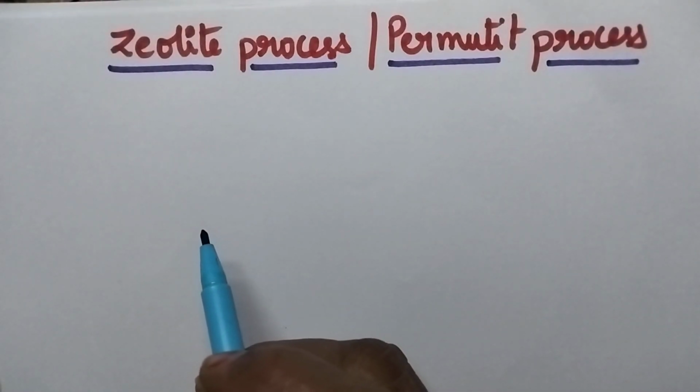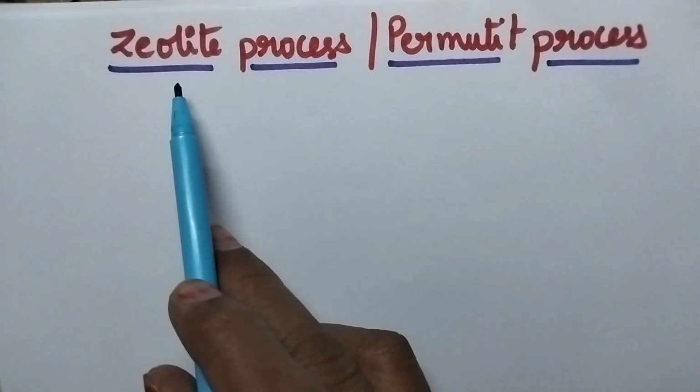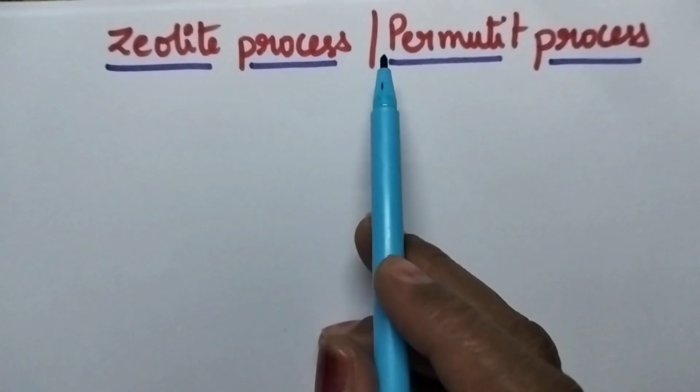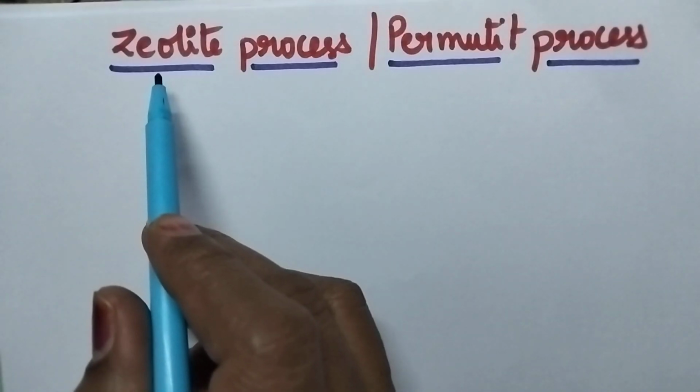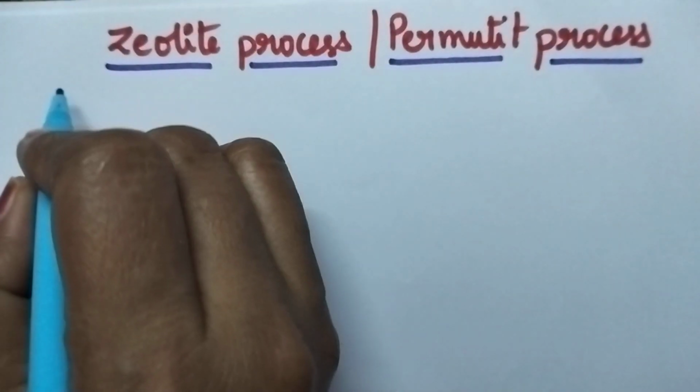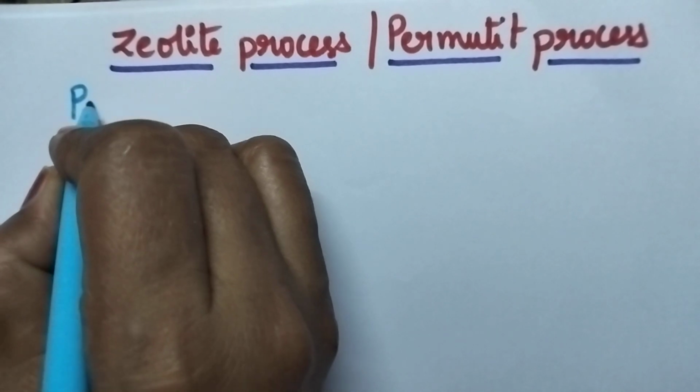In this video, I am going to discuss in detail about the zeolite process, which is also known as permutit process. Zeolite process is highly useful for the removal of permanent hardness from the water.